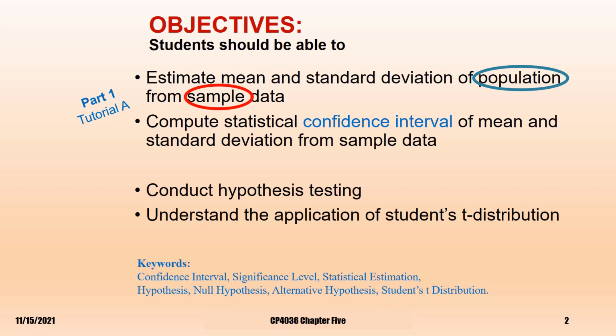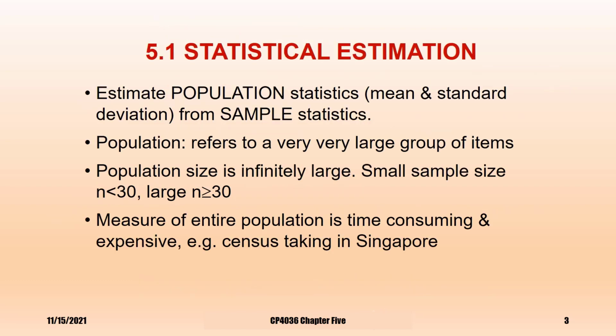Now for part 2, which is a major part of chapter 5, the tutorials will be from B to G, and in that we will be dealing with conducting hypothesis testing and also understand the application of students' t-distribution. The keywords for this chapter are confidence interval, significance level, statistical estimation, and hypothesis, null hypothesis, alternative hypothesis, and students' t-distribution.